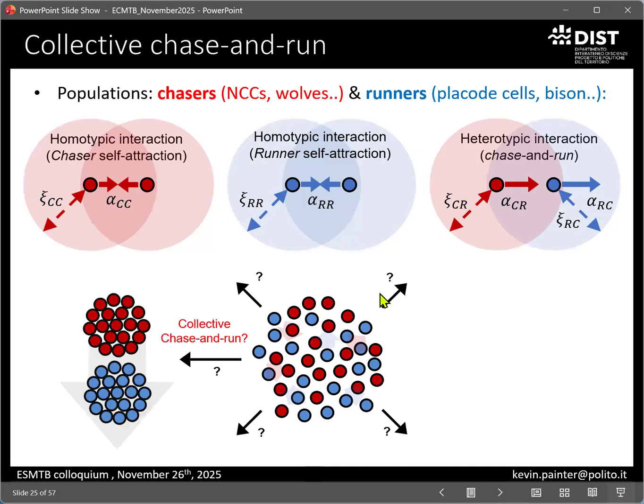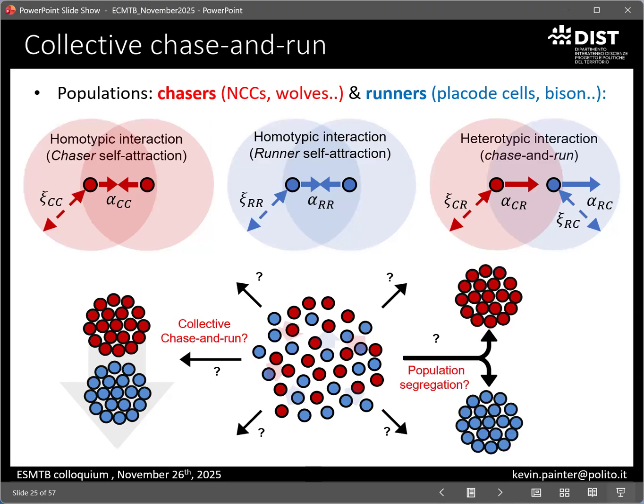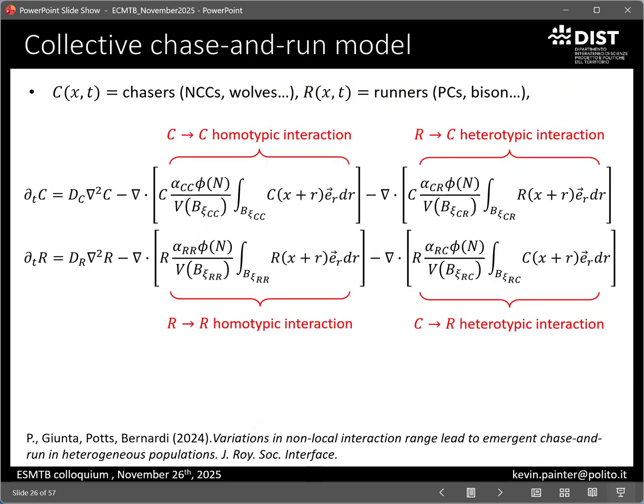And you could conceivably expect that you may be able to get this collective chase and run behavior going on, where they sort into two separate groups and then persist in moving in this collective chase and run. But you could equally imagine that they may just simply separate out from each other and form two different groups. So we wanted to investigate what behaviors we would get.